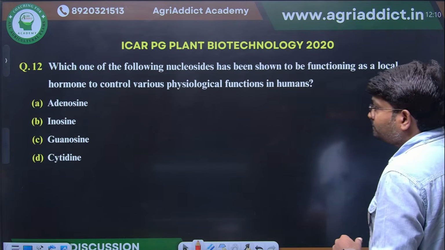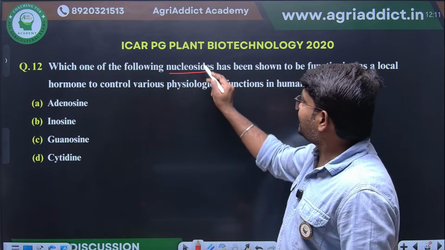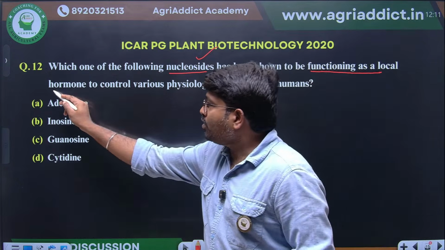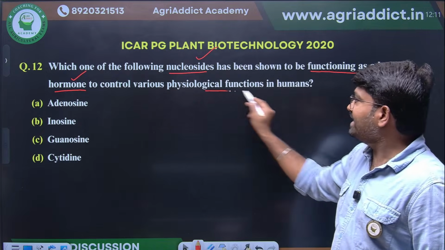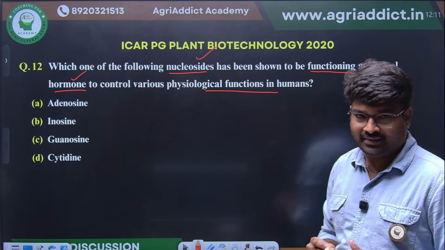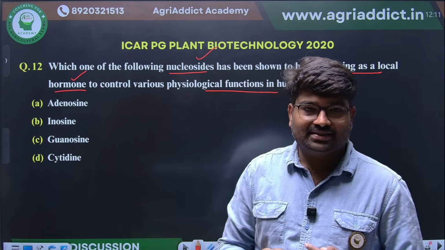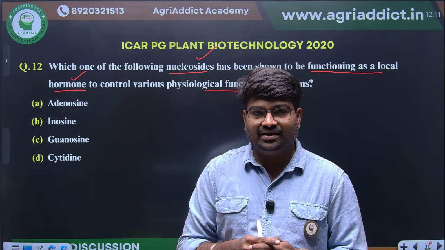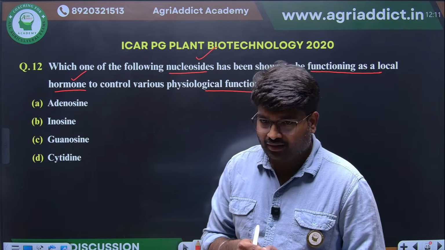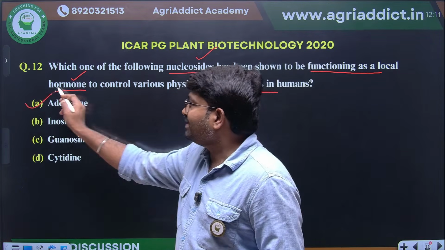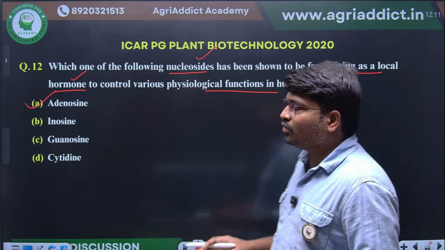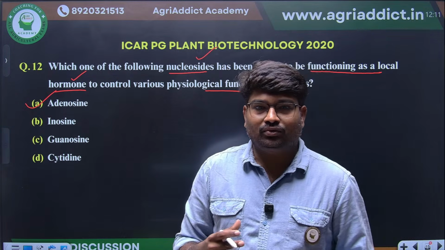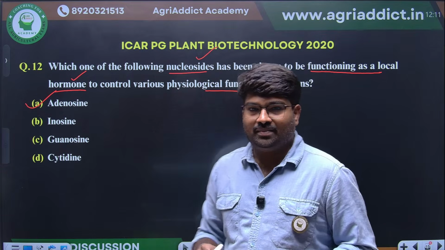Yes, very good. Which of the following nucleosides has been shown to function as a local hormone to control various physiological functions in humans? Signaling class, we have already discussed this one. Whether it is adenosine, inosine, guanosine or cytosine? Yes, very good. Adenosine. It will act as a signaling molecule, a local signaling hormone that will enhance the synthesis of other hormones for physiological functioning in mammals. Yes, clear.